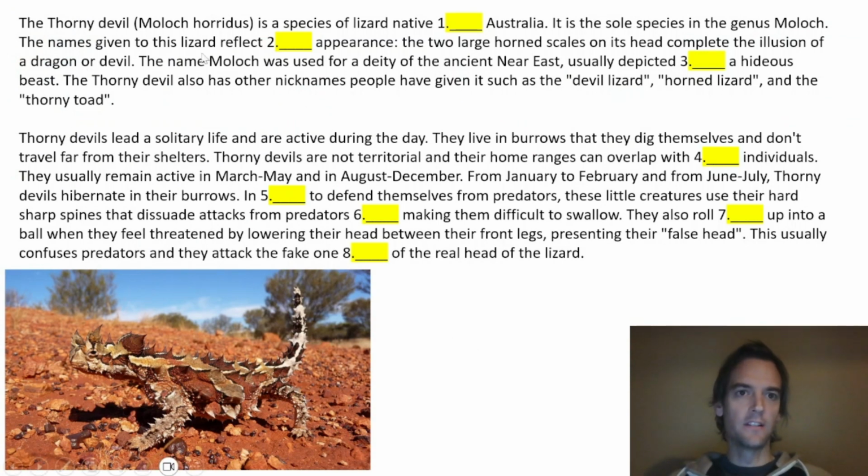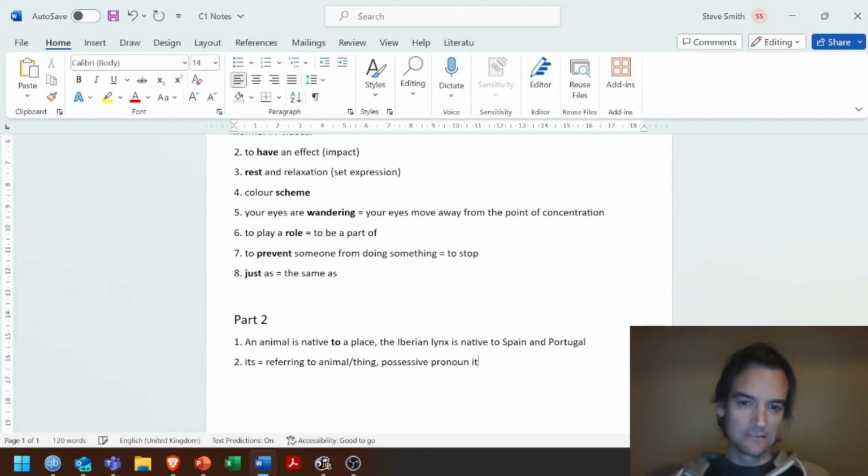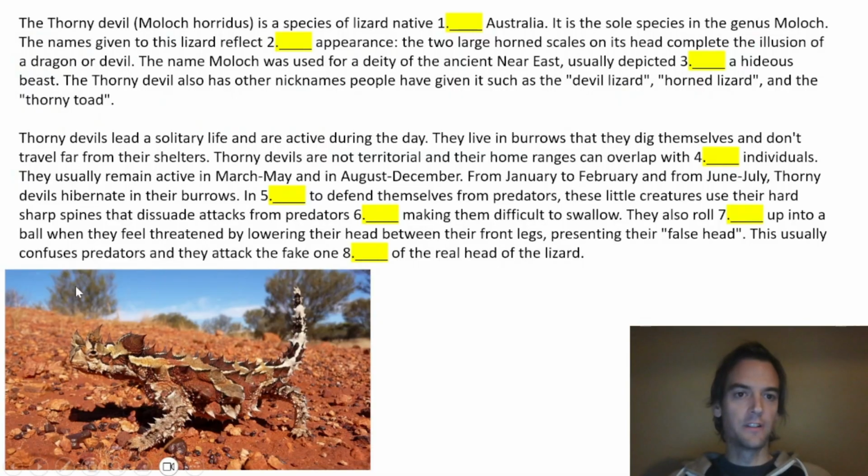Number 2, the name given to this lizard, the names reflect blank appearance. Well, the answer here is its, isn't it? Its appearance. What have we learned here? We have learned that referring to an animal or a thing, then the possessive pronoun is its. Have we actually learned something there? If you understand that, you have. It can be difficult to understand these things, but why don't we say his? Because these are male and female and we don't know what they are. Its.